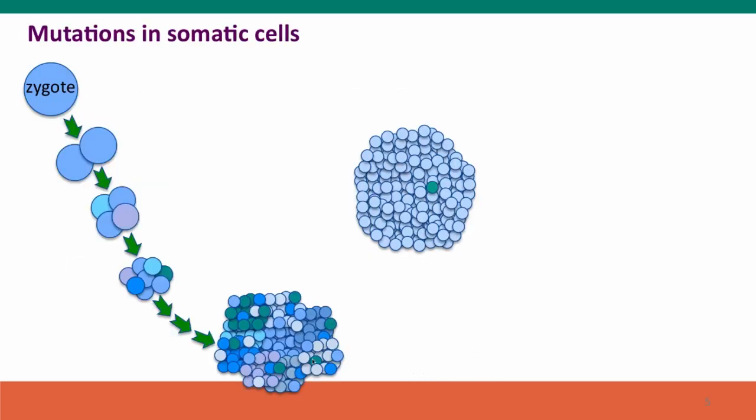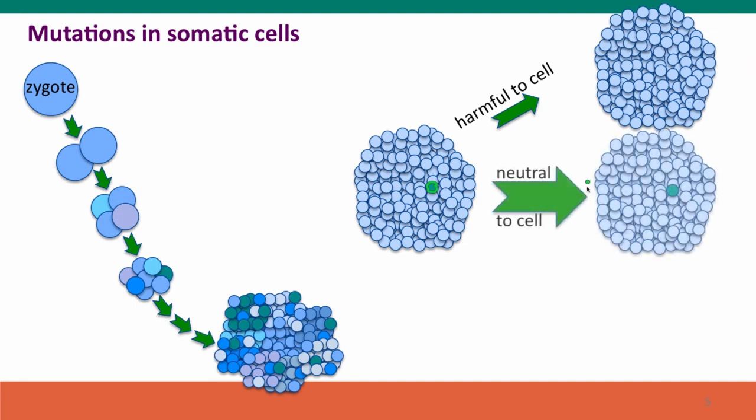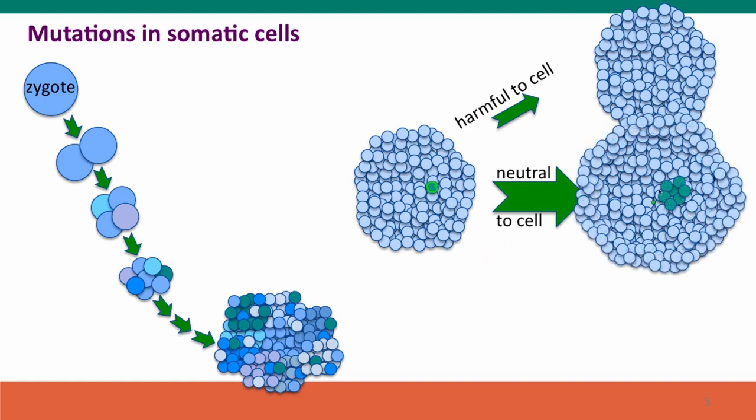So back to our drawing of a cell in a mass of cells in an embryo. First, if a mutation is harmful to the cell, then the cell is going to be lost from the population of developing cells. It may die, it may just fail to grow when other cells are growing around it. If the mutation is neutral to the cell, then the cell is just going to behave like all the other cells. If the other cells are growing, as they would in an embryo, the cell's going to grow and divide too.